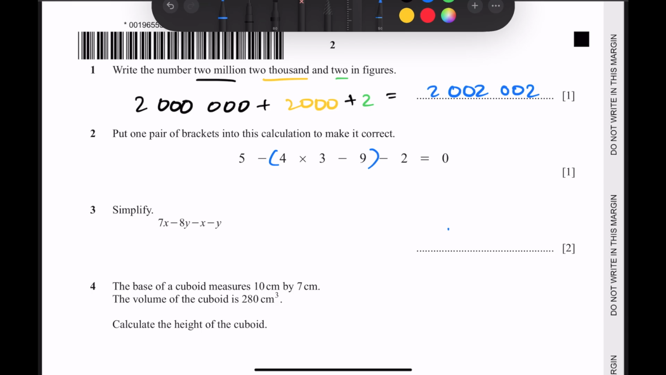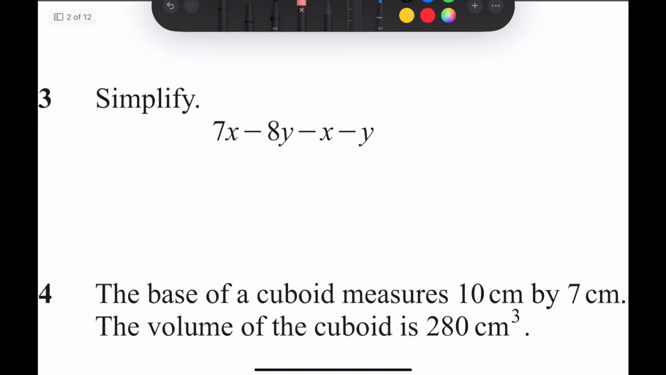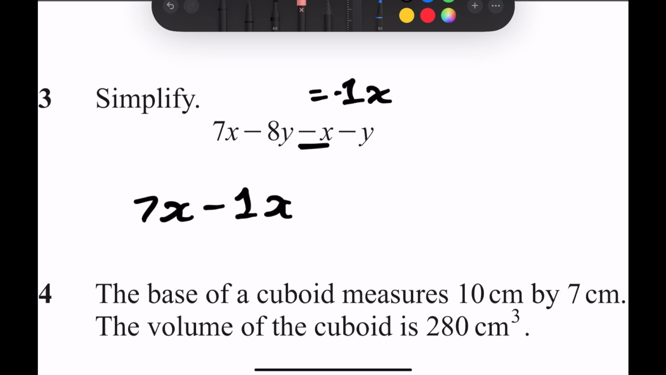Question 3 says to simplify 7x minus 8y minus x minus y. So for this, let's first group all the terms with the same variable. On one side we have 7x minus 1x. I'm writing minus 1x because minus x is just equal to minus 1x. And on the other side we have minus 8y minus 1y.